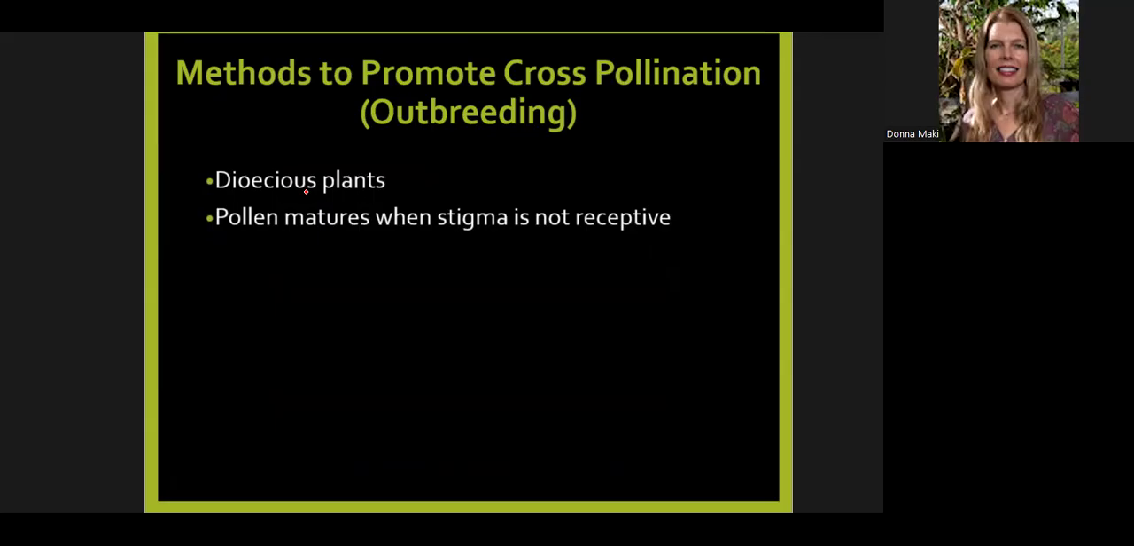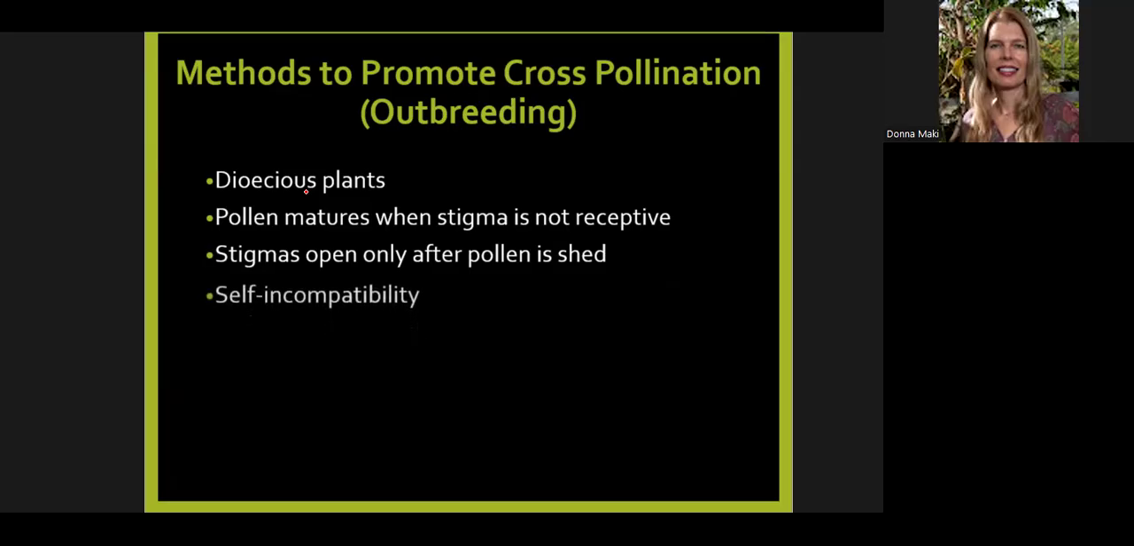Or if you're monoecious, or have a perfect flower, in any of those conditions, you could stagger when things become mature. So get the pollen maturing when the stigma isn't done yet. And that's a strategy. They're still trying to figure out exactly how that works, but sometimes the stigma is curled shut, like not open for business when the pollen's getting released. And then eventually it'll open. I'll show you a picture of that.